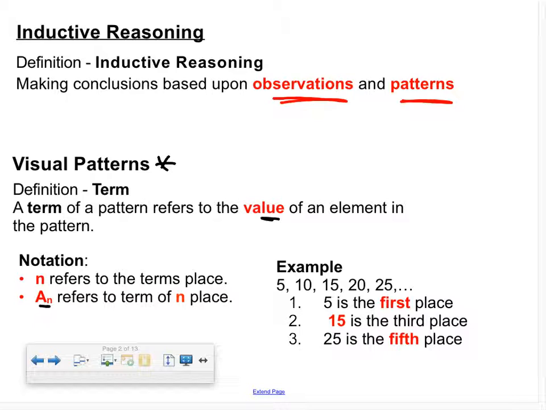So, for example, we've got a pattern 5, 10, 15, 20, 25. 5 is the first place, 15 is the third place, and 25 is the fifth place.